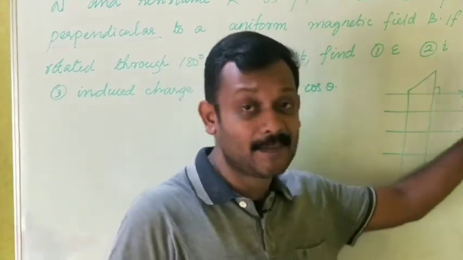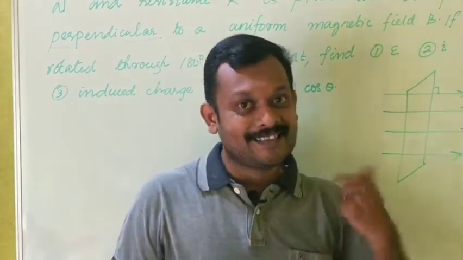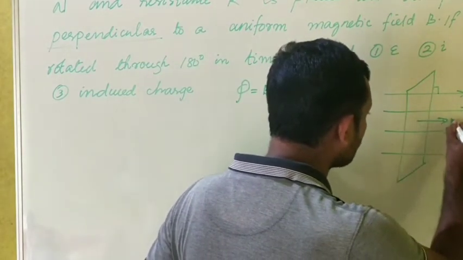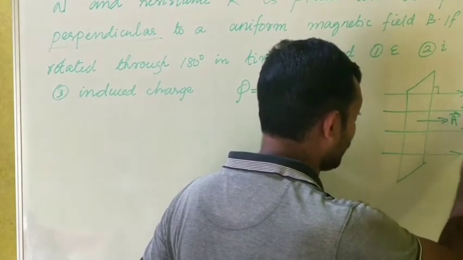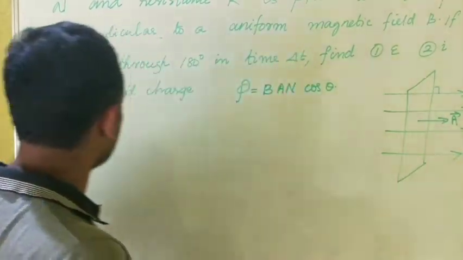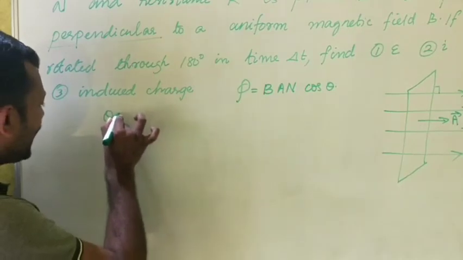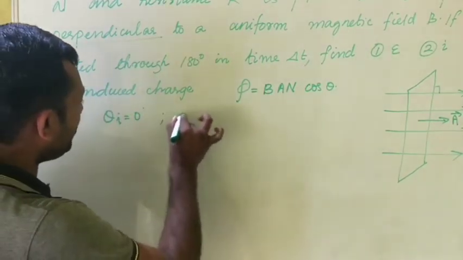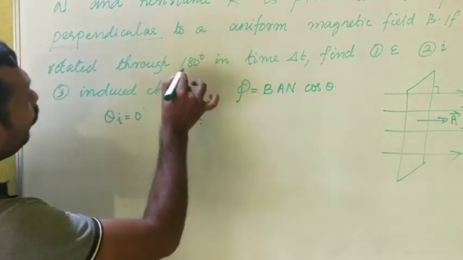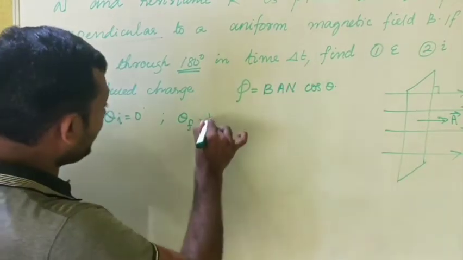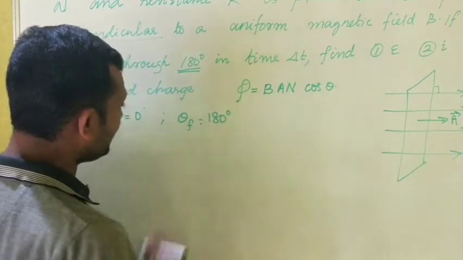Angle between plane and magnetic field is 90. This is the direction of the magnetic field vector. Obviously this should be the direction of the area vector as well, which means the area vector is parallel to the magnetic field vector. So the initial angle is equal to 0 degrees. Then what will be the final angle? Now it is rotated through 180 degrees. Final angle will be 180 degrees.